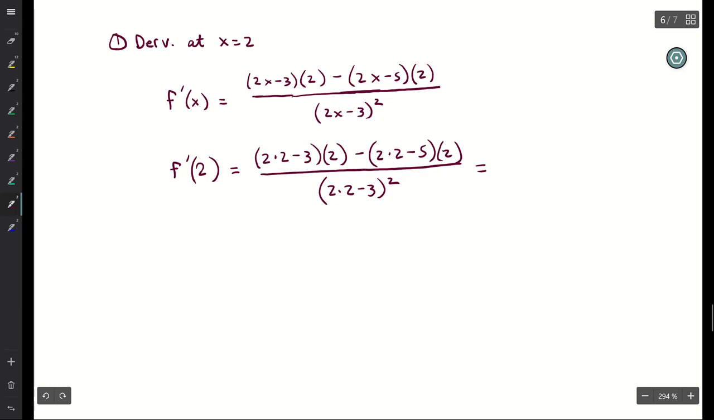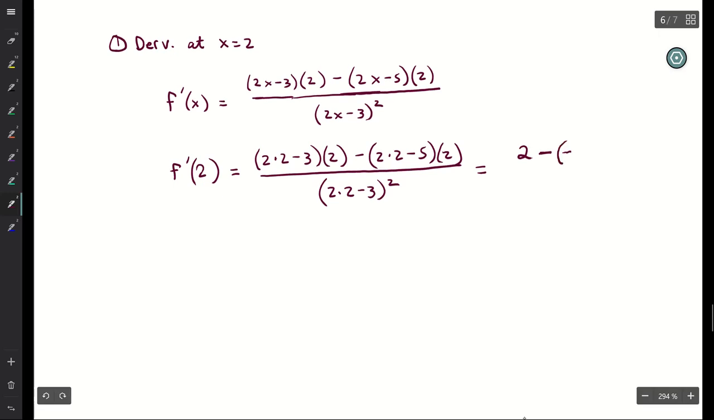All right, from here, I'm going to go ahead and do my arithmetic. So 2 times 2, that's going to be 4. 4 minus 3, that's going to be 1. And then 1 times 2, that gives me 2 there on the first piece. And then minus from the problem, 2 times 2, that's 4. 4 minus 5, that's negative 1. Negative 1 times 2 would be negative 2. And then all over in the bottom, 2 times 2 is 4. 4 minus 3 is 1. 1 squared is 1. So essentially here I get 2 minus negative 2, which ends up being 2 plus 2, which is just 4. And that's over 1. 4 over 1 would just be 4. So that would be my slope.